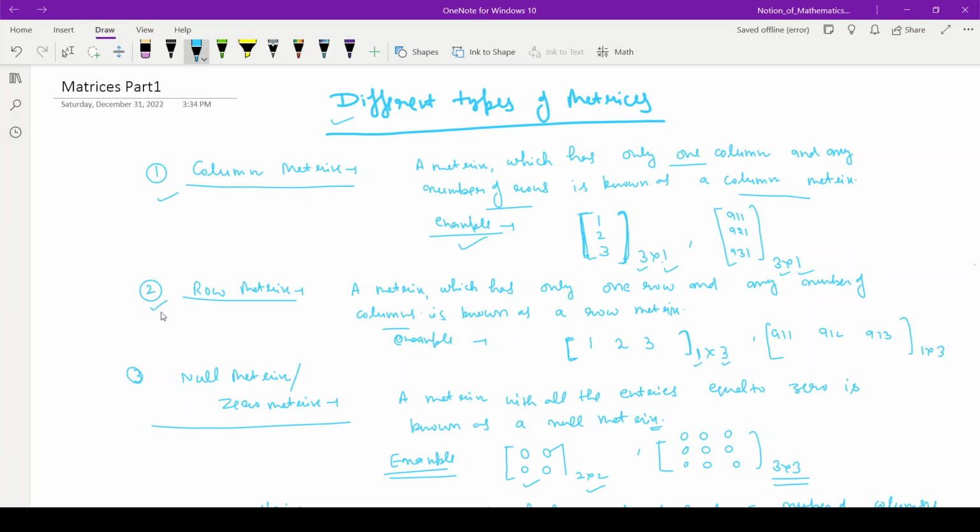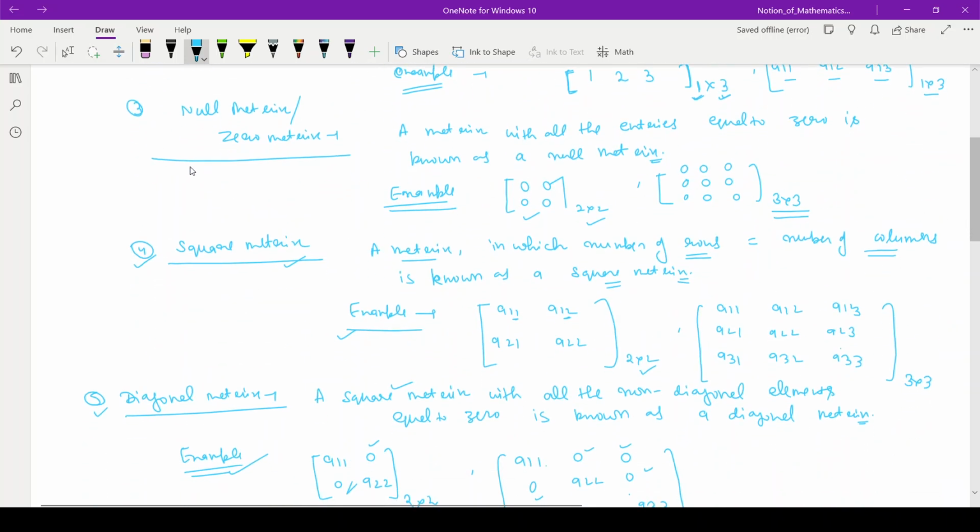Thereafter, the next type of matrix is row matrix. So what is a row matrix? A matrix which has only one row and any number of columns is known as a row matrix. So example of row matrix is like 1 2 3 with order 1 cross 3. Another example of row matrix is A11, A12, A13 with order 1 cross 3.